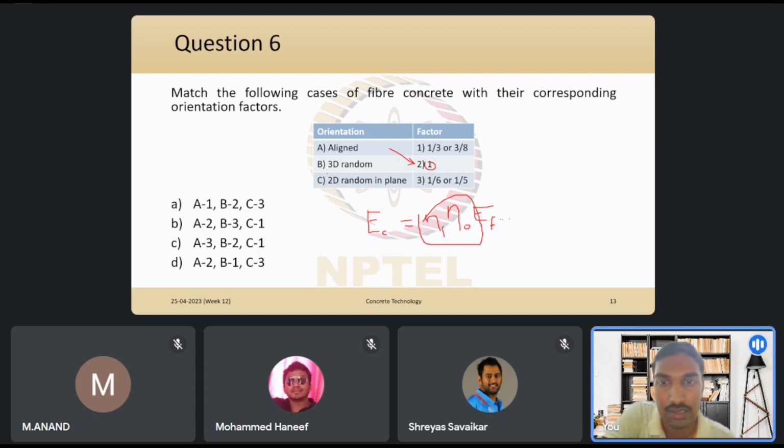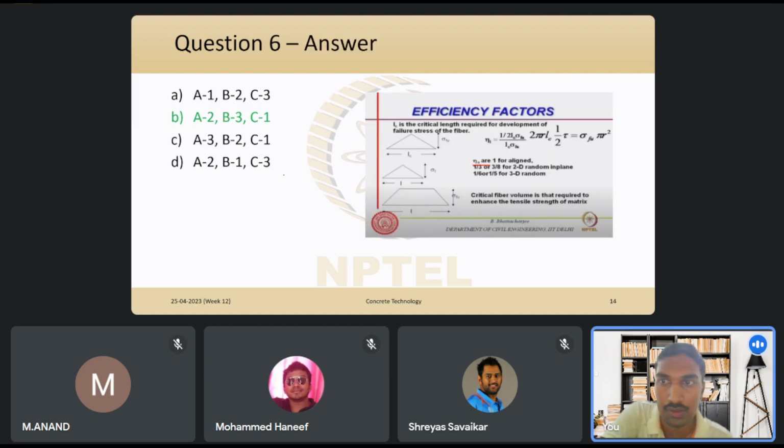The next highest case is when it is random in 2 dimensions, not in 3. When it is random in 2 dimensions, it will have the next highest efficiency. Among the two, the next highest efficiency is 1 by 3 or 3 by 8. So that is the second match. The third case is when it is completely random in 3 dimensions. In that case, you'll have the least efficiency, which is 1 by 6 or 1 by 5. So you can look at the relative values and match the orientation factors. So matching A with 2, B with 3 and C with 1 is given in option B. That is the right match.